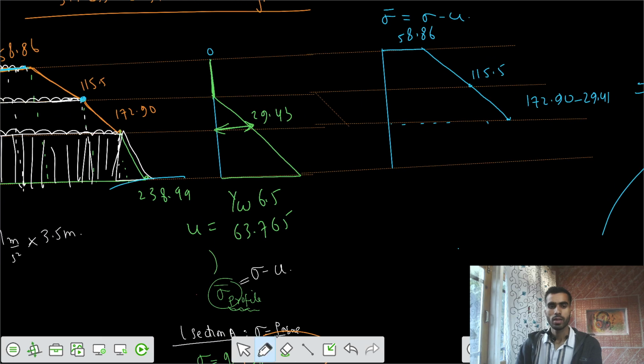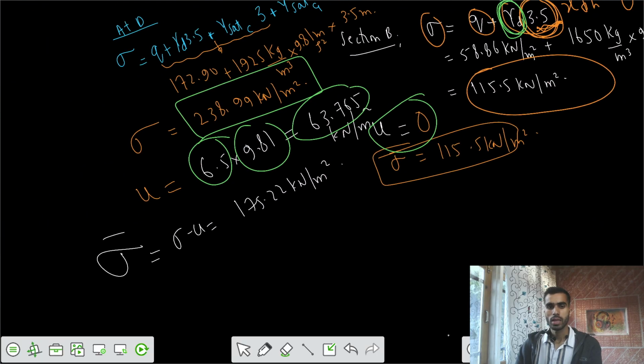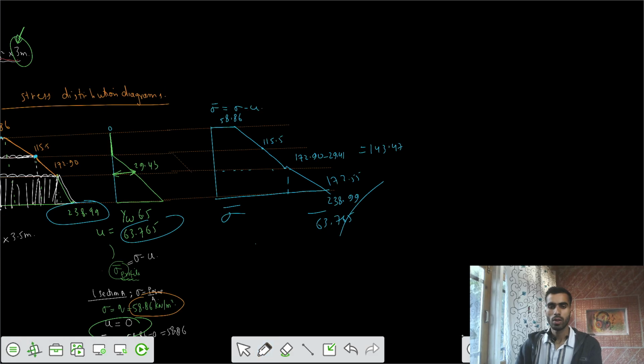What is the pressure here? Total stress is 238.99. 238.99 minus 63.765 would be the effective stress at the point D. Effective stress at the point B is actually how much? 175.22. So the final value is 175.22, and 172.55 at the bottom. So this is your effective stress distribution diagram. So that was all about that problem.